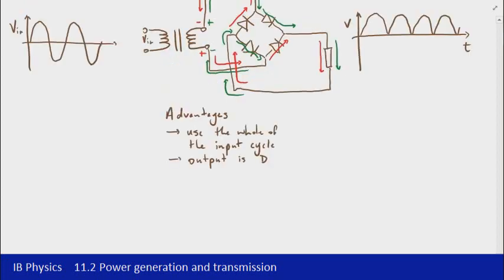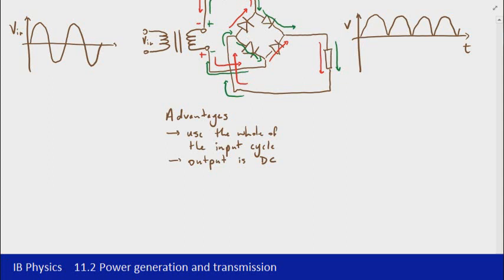Disadvantages though, a couple of things to do with disadvantages. Again we have the issue that it's not a constant output. So we could again use a capacitor to improve the output of a full-wave rectifier. And the other disadvantage is that it now uses 4 components, or 4 diodes.